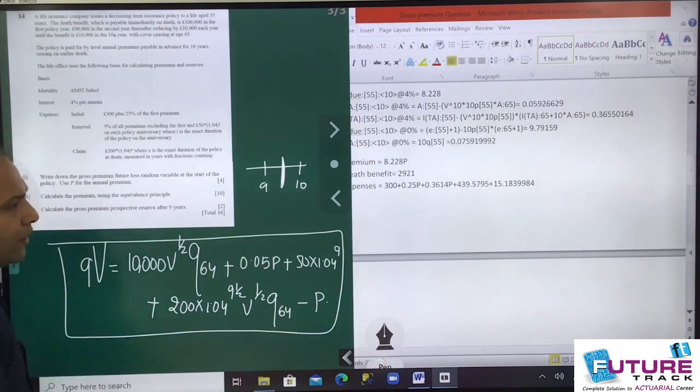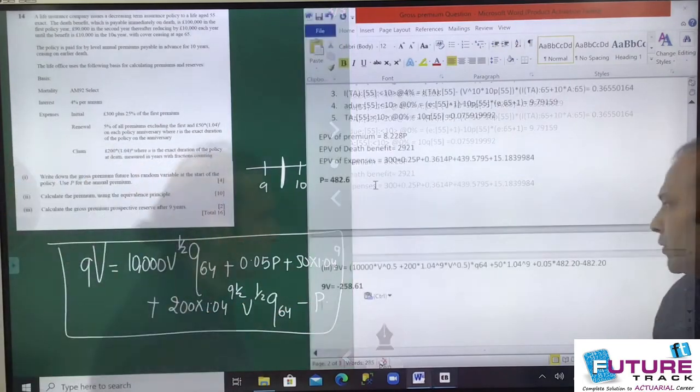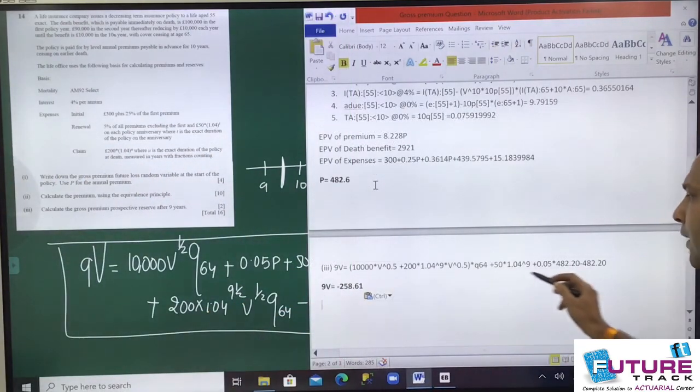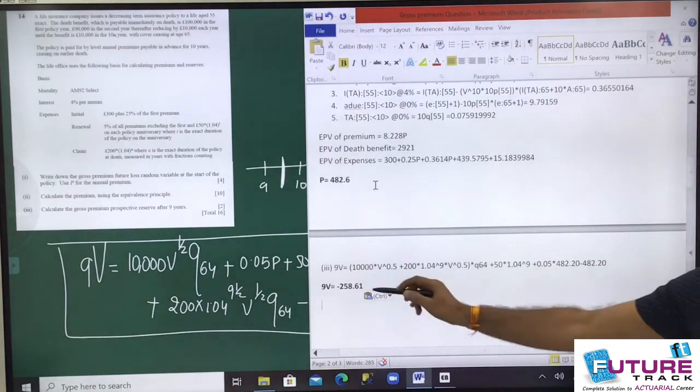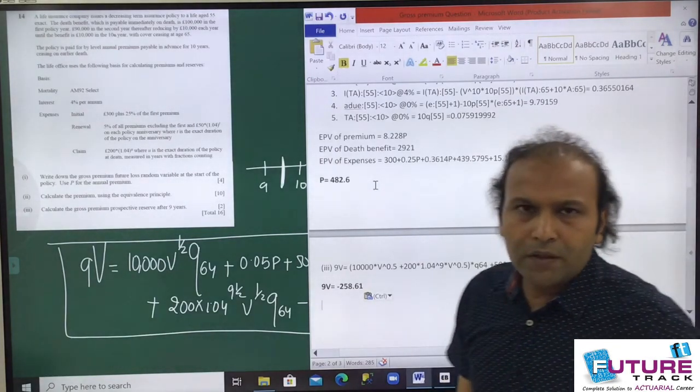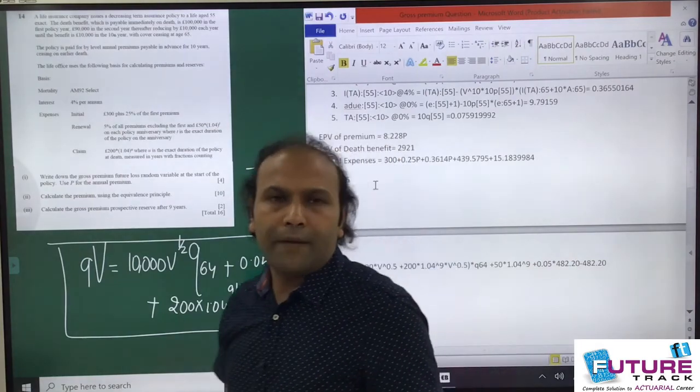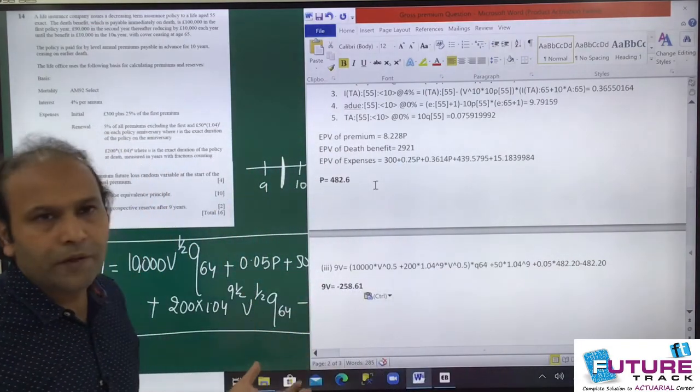So let me show you how to type in Word. So in this way we will type it. Fine. And it is negative, that means there is an overflow of the reserve. Fine. Hope you understood this.